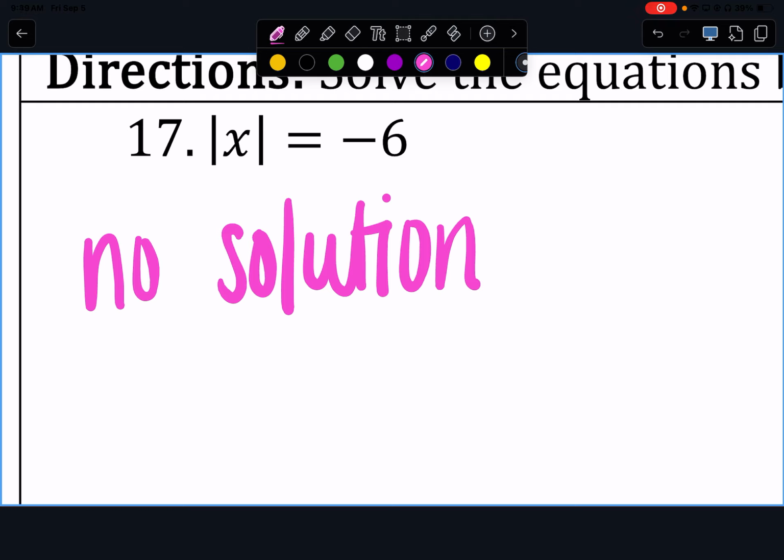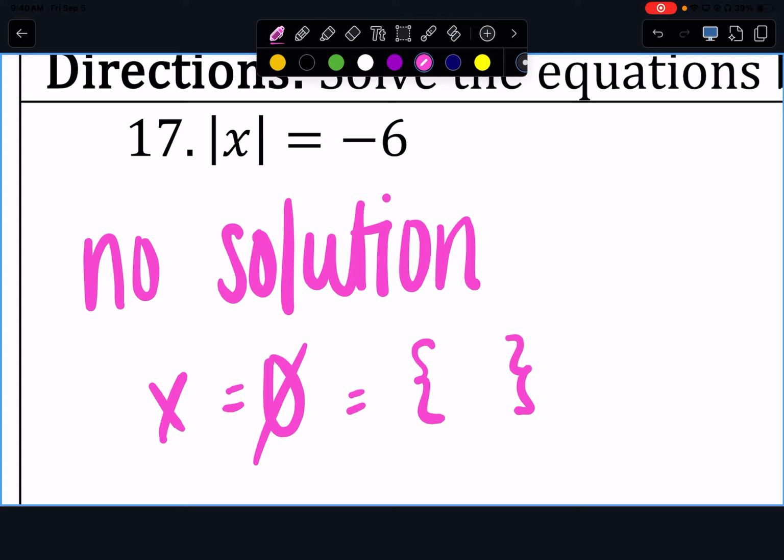You can also write it as the empty set. You can do x equals the empty set. All right. And that empty set just means there's nothing in the set. It would be like having the little bracket thing, but not putting anything in there. That's what that means.